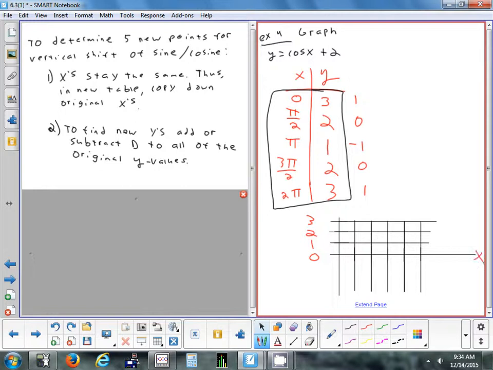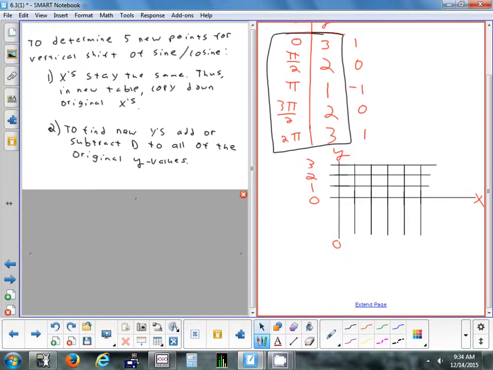So this is my x-axis, y-axis. Now, when I label my x's, anytime I do a vertical shift and just a vertical shift, you're always just going to label them using the originals. It's always 0, pi over 2, pi, 3 pi over 2, 2 pi. All right, so up at 3, down to 2, 1, 2, back to 3. You just try to make it look as smooth of a curve as you can. That's fine.